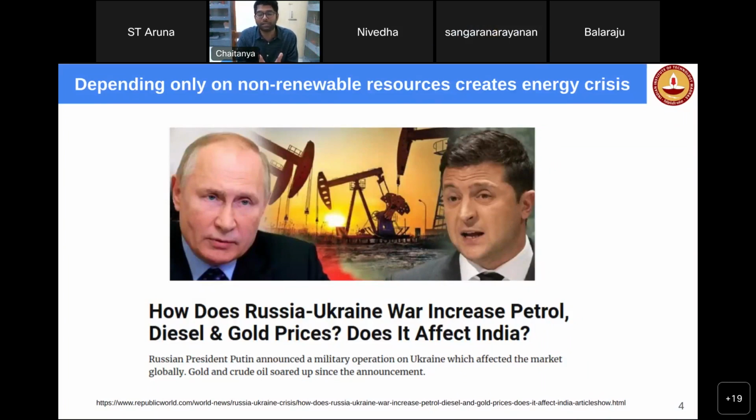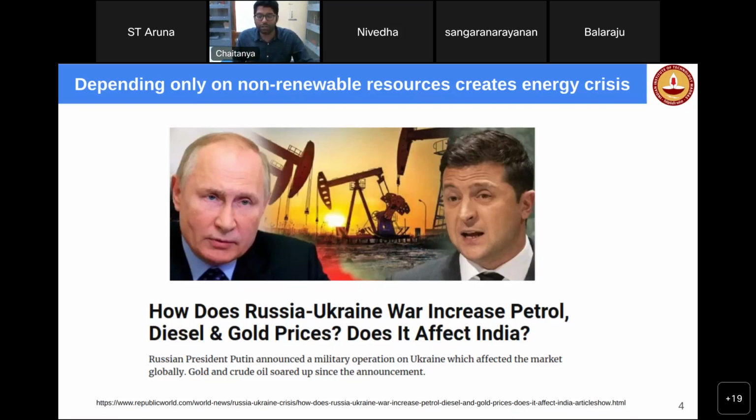Of course, these reserves are not available equally on a global scale. That means when you see America versus India, we do not have the same amount of petrol reserved with us. So to go away from this dependency, one needs to go towards renewable energy resources.